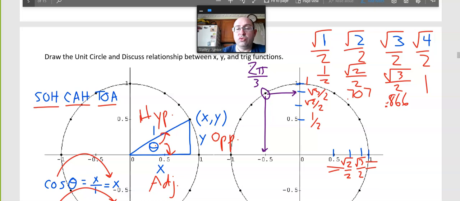Now, did I say negative 1/2 for the x value? I hope I did. They also go in the negative direction. So negative 1/2 is here, negative radical 2 over 2, negative radical 3 over 2, and negative 1.